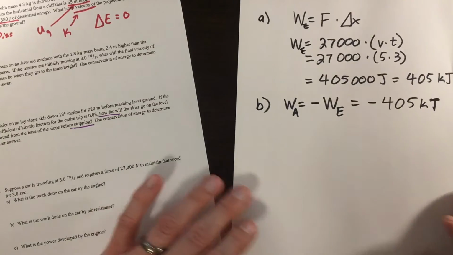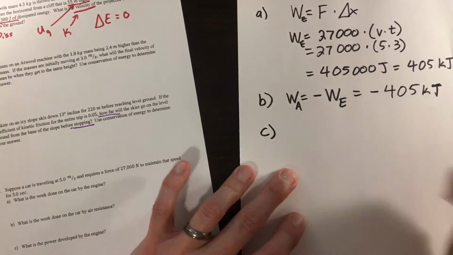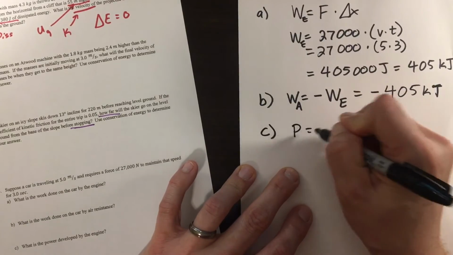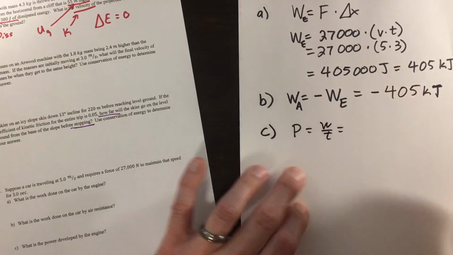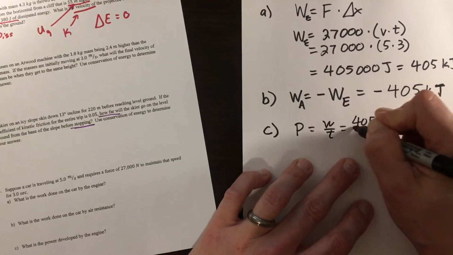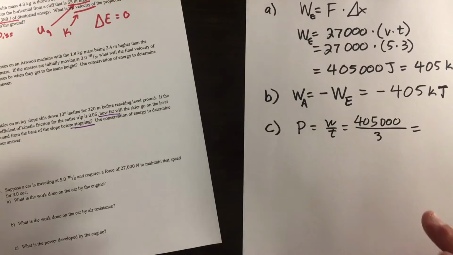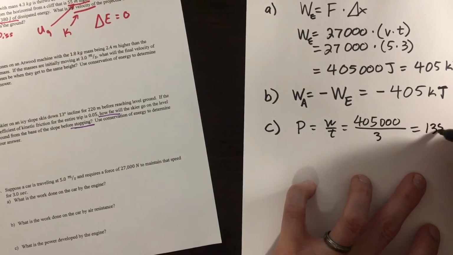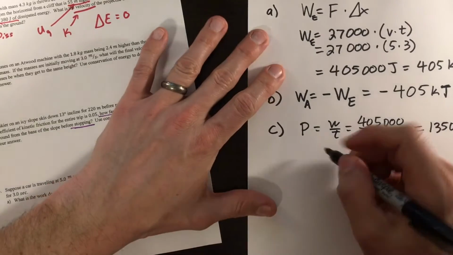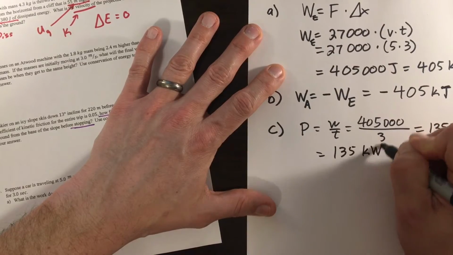All right, so the next one, part C, asks what's the power developed. The power is equal to work over time. So 405,000 divided by 3 gives us 135,000 watts. And that's the same as 135 kilowatts.